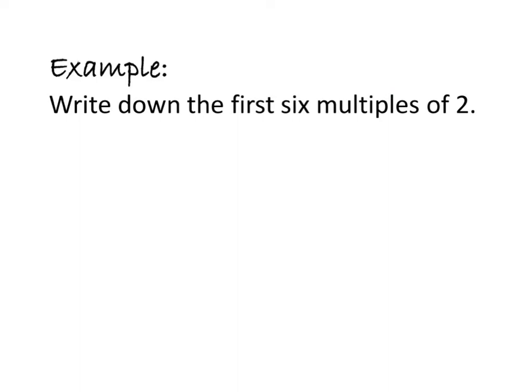So a very quick example, write down the first 6 multiples of 2. That means the first 6 numbers in the 2 times table. Okay, they're the first 6 numbers in the 2 times table. So they are the first 6 multiples of 2. Multiples are just numbers in that times table.